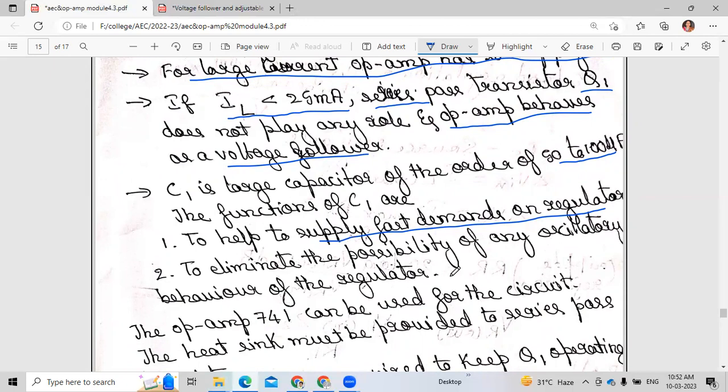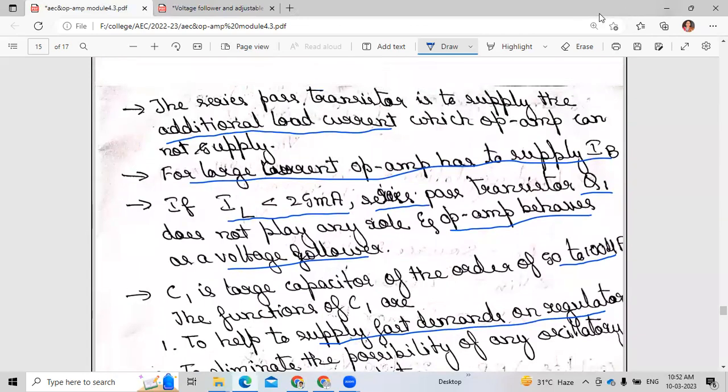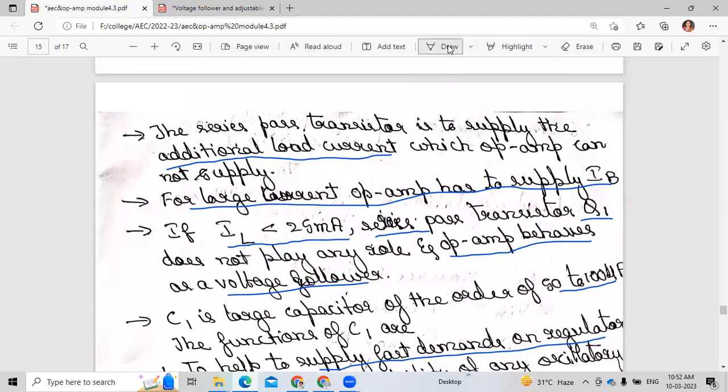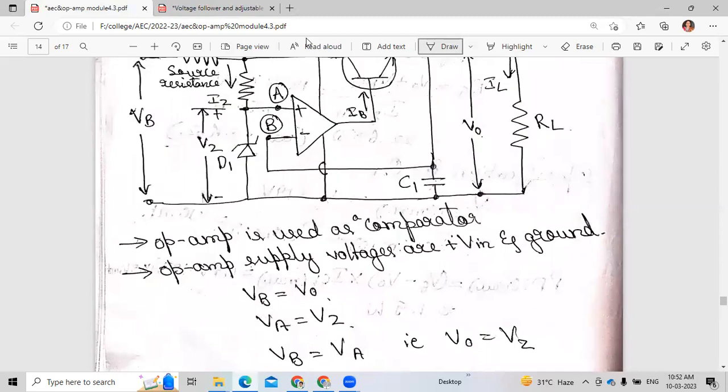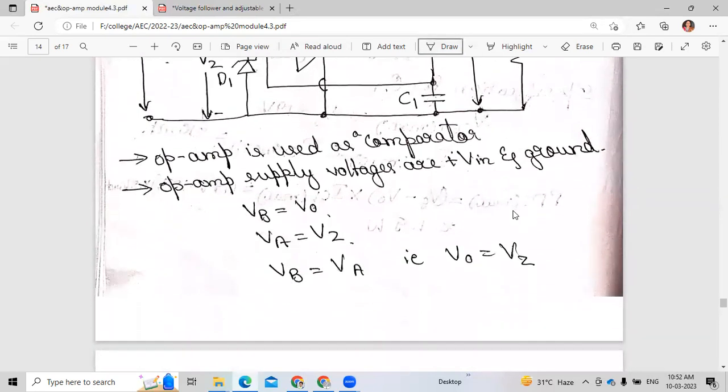That's why we are using C1, and the series pass transistor we are using to supply the additional load current. These two parameters you remember. For the non-inverting terminal a Zener diode is connected, and the inverting terminal is connected nearly to the output voltage. Here the supply voltages are Vin and ground.